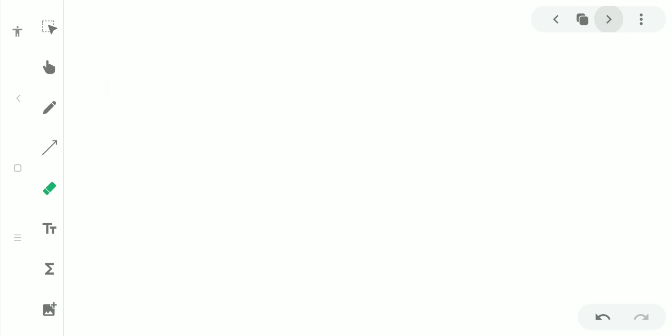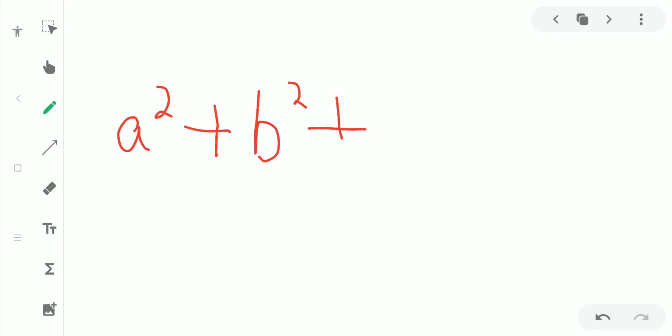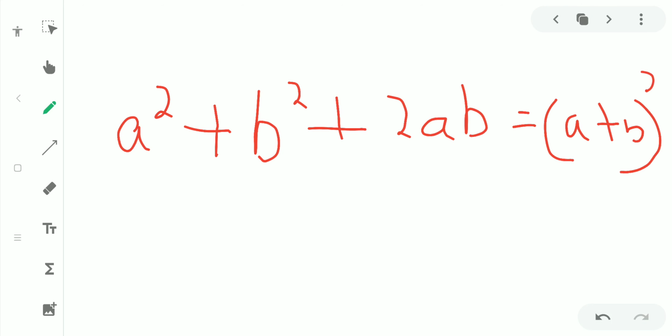So we have another formula, that is a square plus b square plus 2ab is equal to a plus b whole square. This formula I have discussed in the formula video. You can watch that video. The link is in the description below.